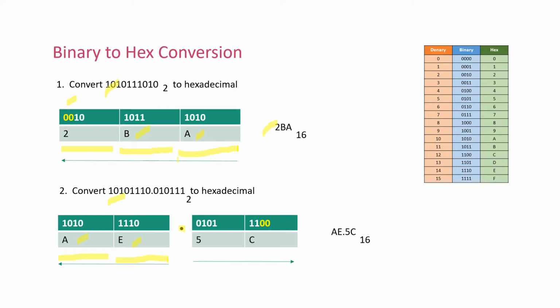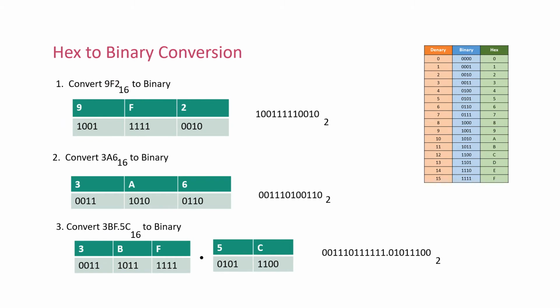And for the bits to the right of the binary point, again we are going to group them in groups of 4 bits each, and we get 0101, and the hexadecimal equivalent is 5. And in the last box we can see that it is short by 2 bits, so we're going to add zeros to the end, and the hexadecimal equivalent of 1100 is C. So for the given binary number, the hexadecimal equivalent is AE.5C.